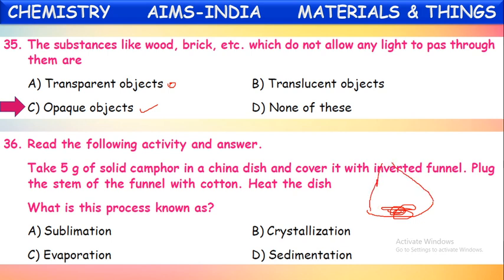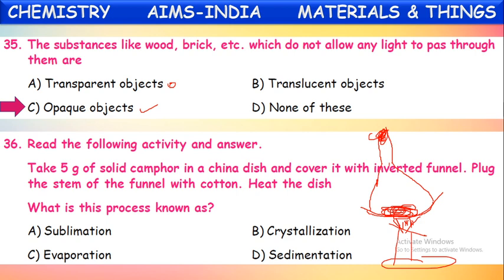Let us draw a picture like this. Suppose it is covered like this, and to the funnel at the mouth, a certain cotton plug is kept to avoid the way of escaping. Now, if we heat the dish, what happens? The camphor solid taken inside starts converting into gaseous form directly without coming into liquid state.